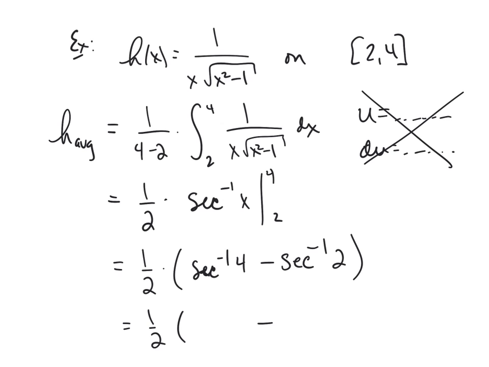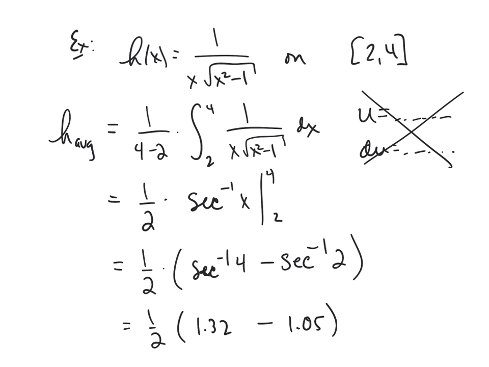Alright, so what I need then is the inverse secant of 4. So I just need to punch that out. Alrighty, so inverse secant of 4, and I get about 1.32 there. And then I need the inverse secant of 2, which is about 1.05.